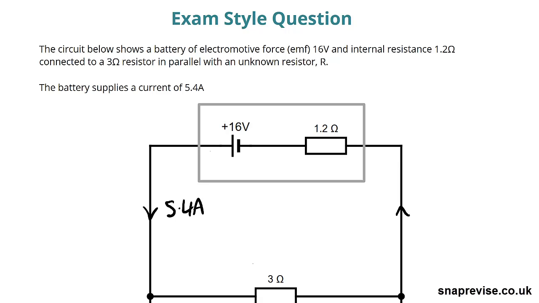So in this exam-style question, we're told that the circuit below shows a battery of electromotive force 16 volts and internal resistance 1.2 ohms. In this one, they've actually told us the internal resistance. We know everything about our battery: its potential difference, the EMF of the cell, and its internal resistance. And we're told it's connected to a 3 ohm resistor in parallel with an unknown resistor R.